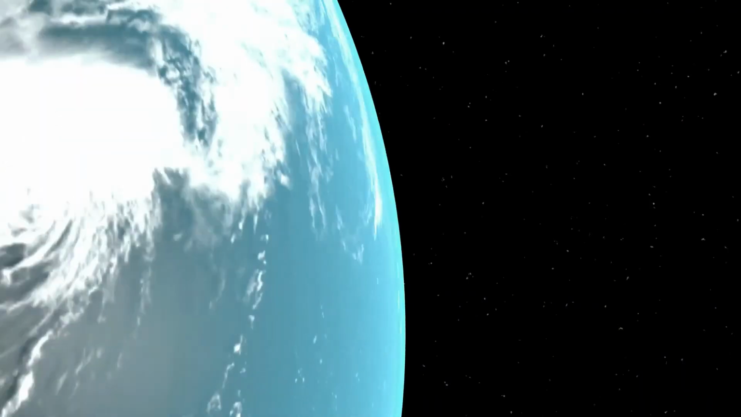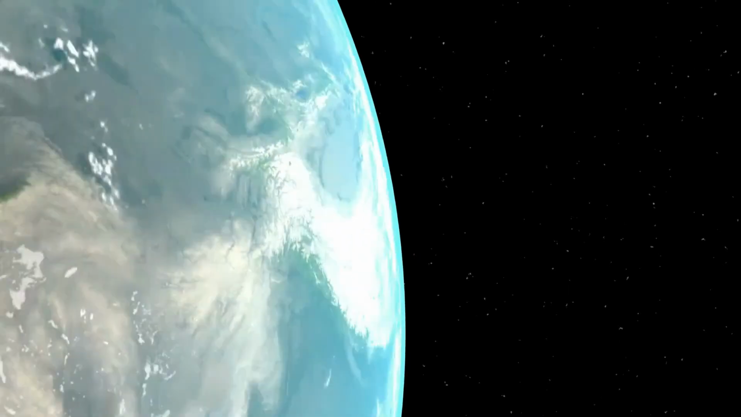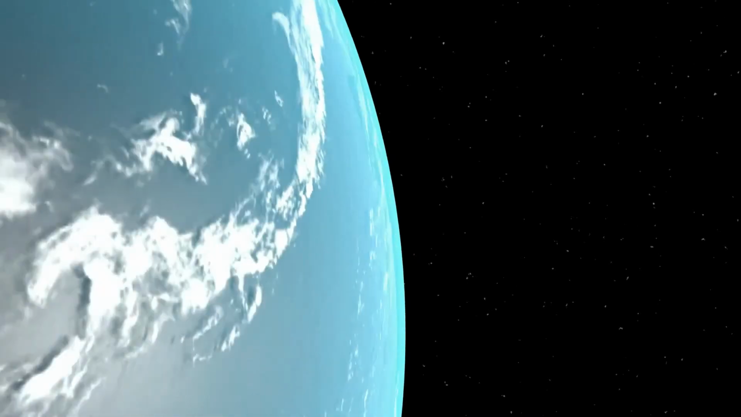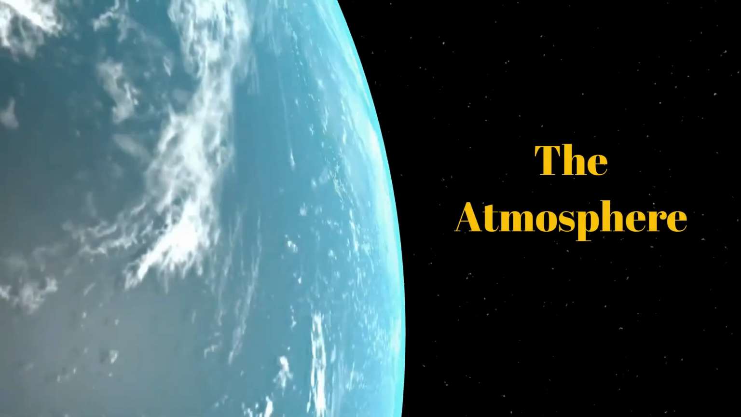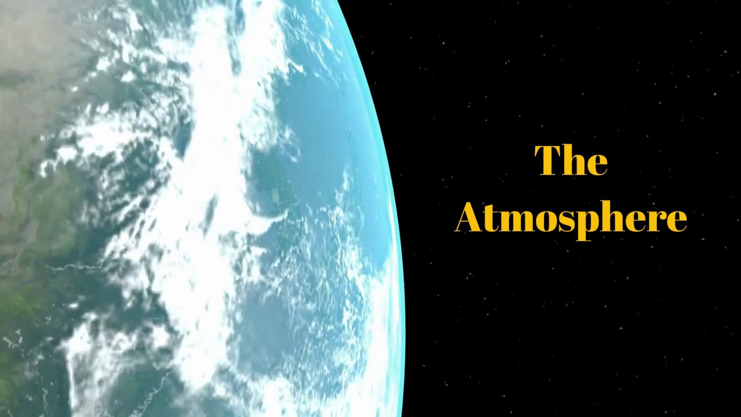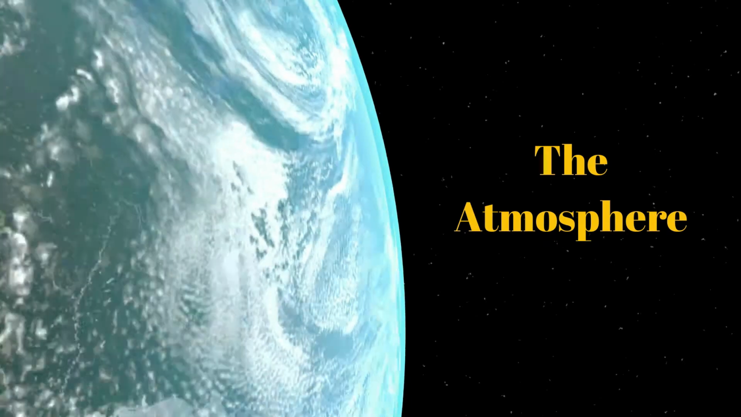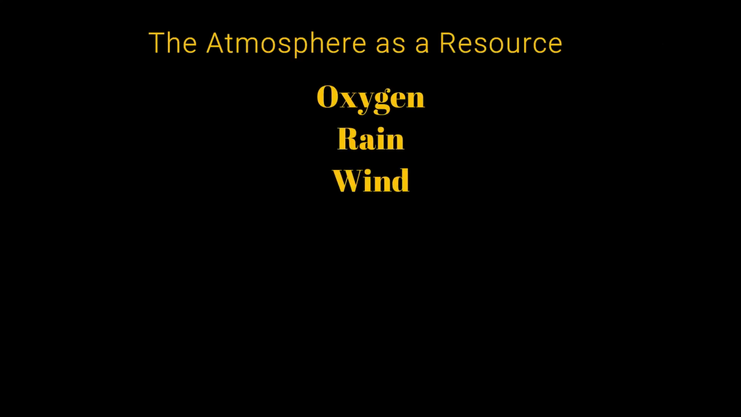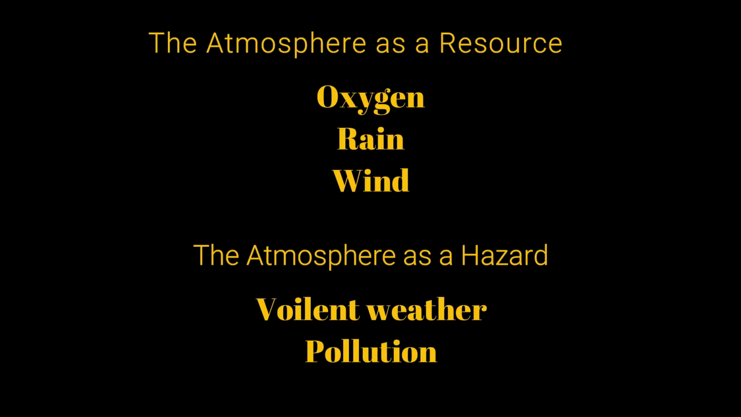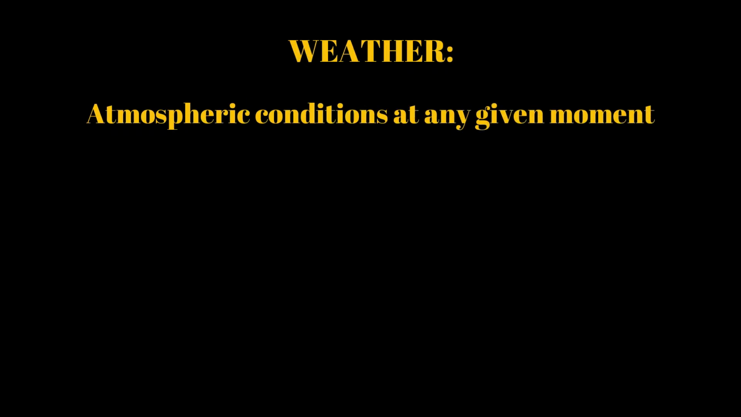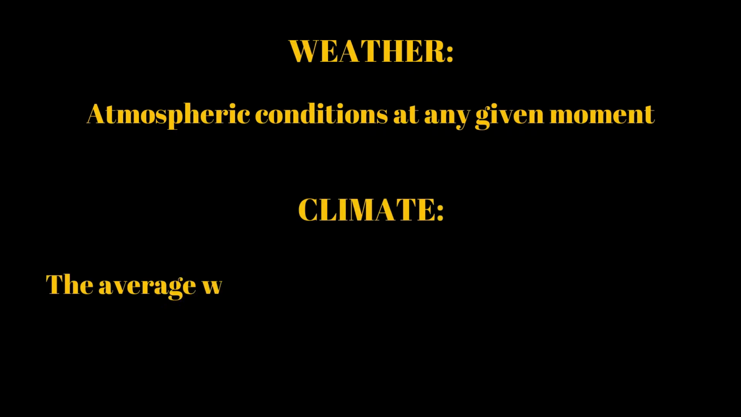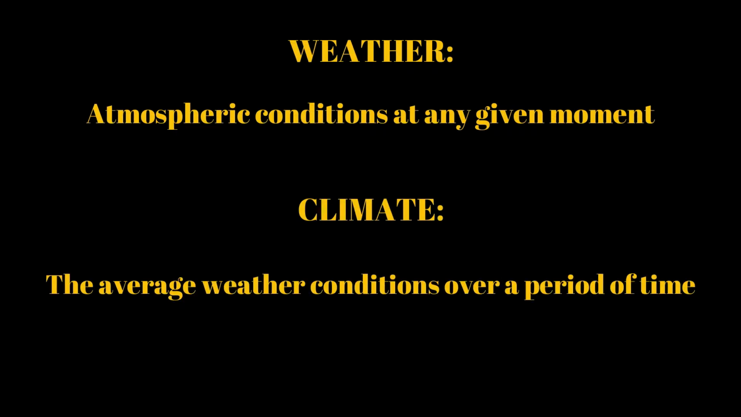Vital to life on this planet is an envelope of air surrounding it and held in by gravity. This is called the atmosphere. The atmosphere provides the much needed oxygen we breathe. It also protects us from the harmful effects of the sun and space. The atmosphere can both contain resources such as oxygen and rain and hazards such as violent weather and pollution. Weather is atmospheric conditions at any given moment. Climate is the average weather conditions over a period of time, and it's usually a minimum of 25 years.